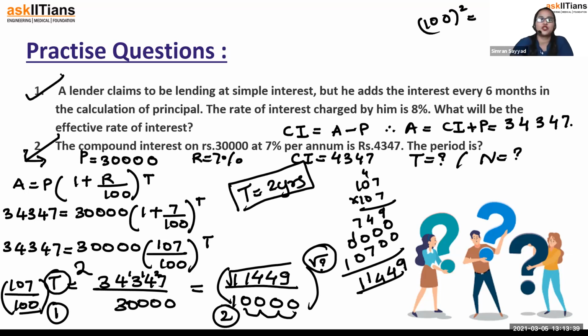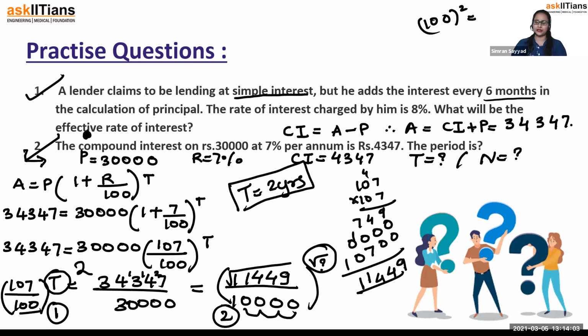A lender claims to be lending at simple interest. Yeah, we know that it's a simple interest. But he adds the interest every 6 months in the calculation of principal. See, this is very important: he is not adding the interest yearly, it is 6 months. The rate of interest is 8%. What will be the effective rate of interest?